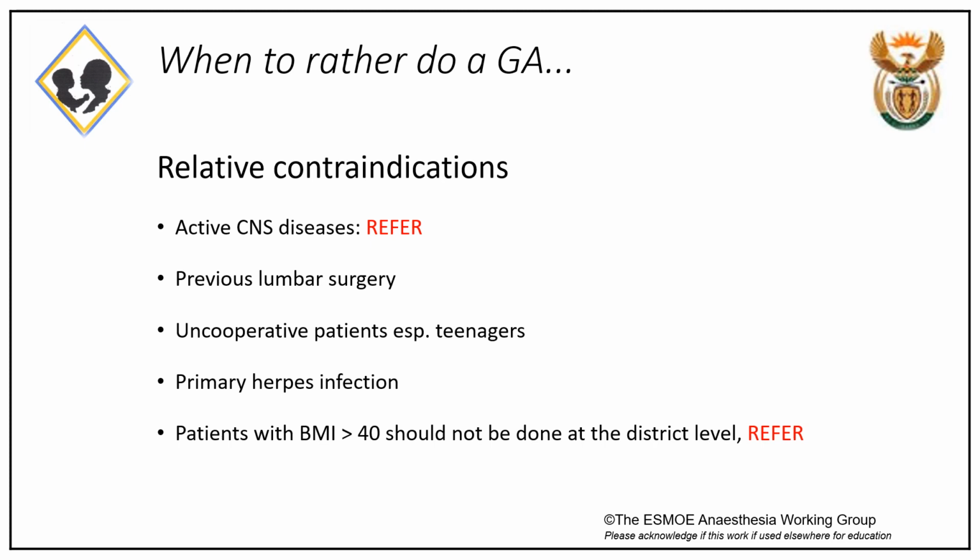Relative contraindications. All patients with active central nervous system diseases should be referred. Patients with previous lumbar surgery may have scar tissue, and a spinal anesthetic may be technically challenging. Uncooperative patients, especially teenagers, and primary herpes infection. Patients with a BMI more than 40 should not be done at the district level. Refer those patients to a higher level of care.